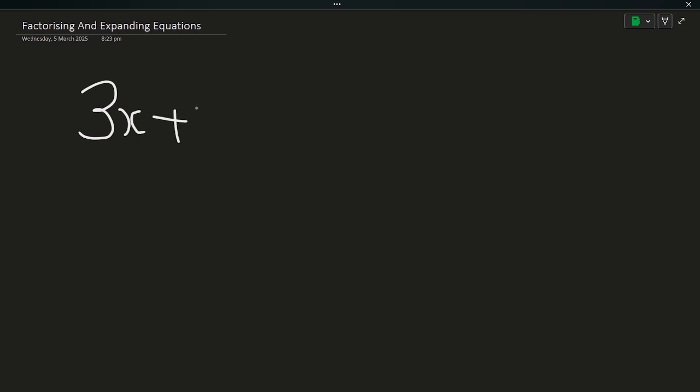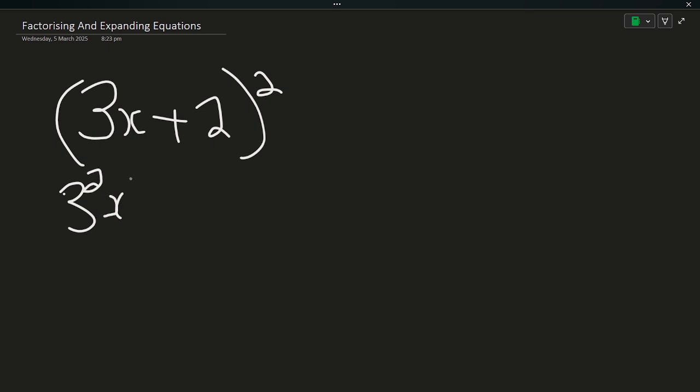3x plus 2, all to the power of 2. Most of you may be looking at this and going, hey, what is this? What should I do? Some of you may be going like this instead. Hey, I think I know this question. 3x to the power of 2 is 3 to the power of 2, x to the power of 2, and 2 to the power of 2.